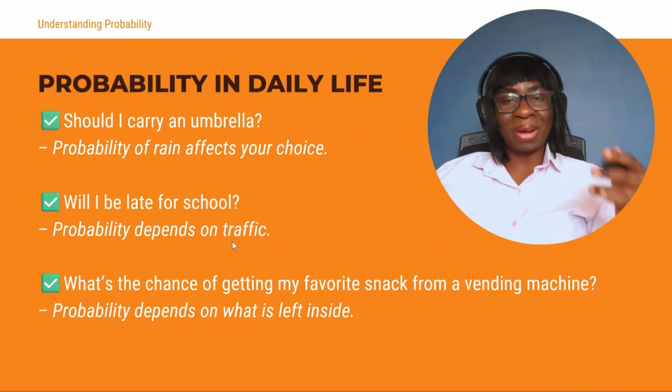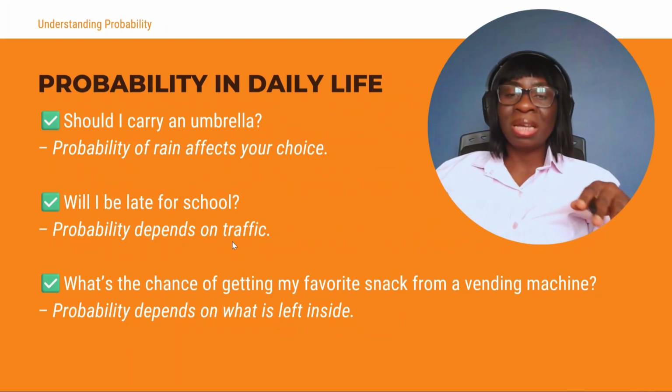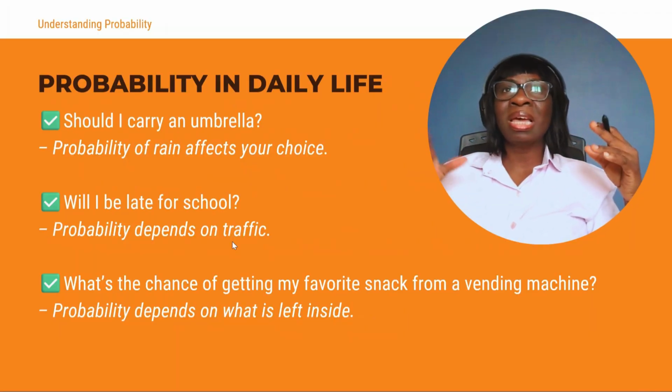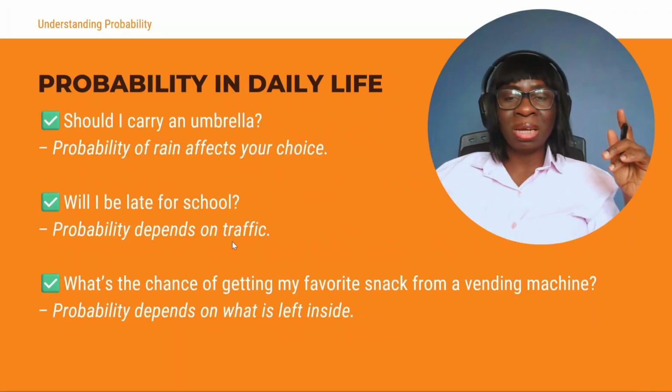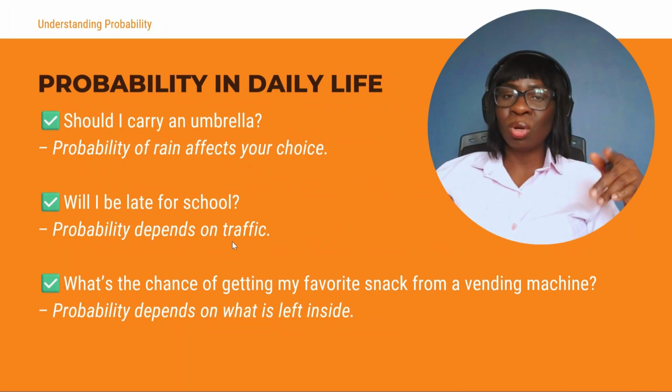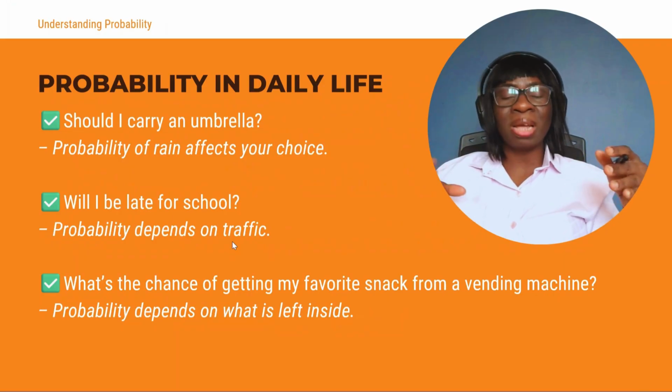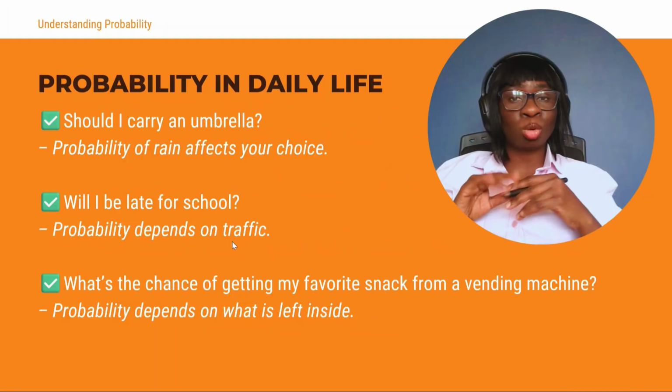If you stay in an environment where there is always traffic on the road, then you can use probability to calculate that, okay, if there will be traffic on the road, then there's a probability that I will get late to school. If you are going to school and you meet traffic on the road, then you know there is a probability that I will get late to school.